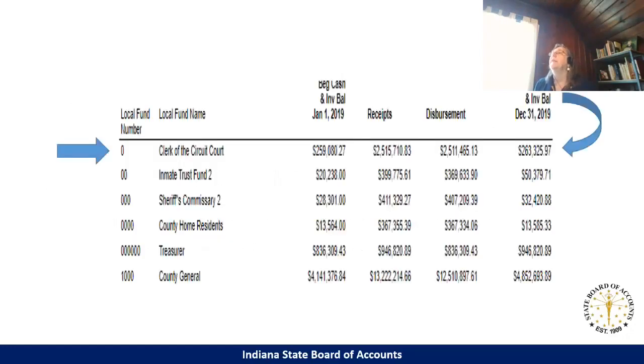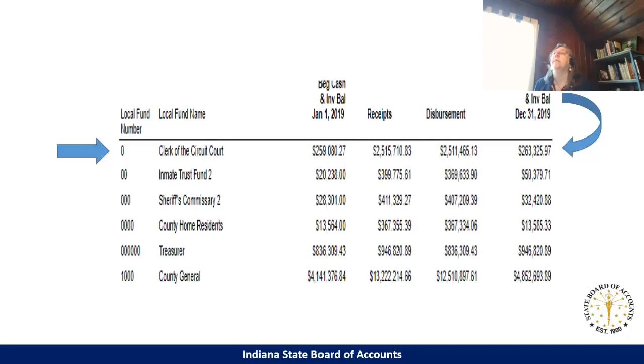So this is a screen print of, I don't remember what county it was from. I just randomly pulled it. So this is the cash and investment report I was talking about. The added funds are conveniently always at the top because they have very small numbers. For example, the clerk is 0, county general is 1,000. So all of your supplementals are usually at the top, which makes them easier to find.